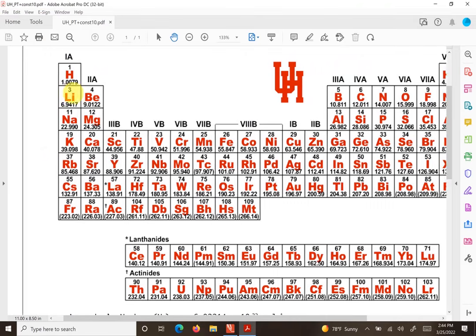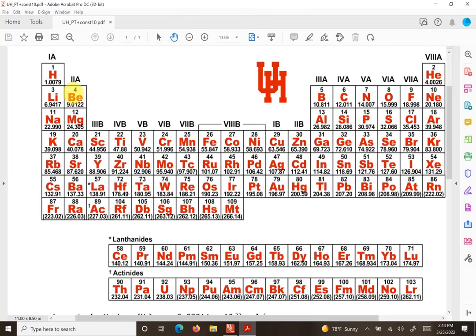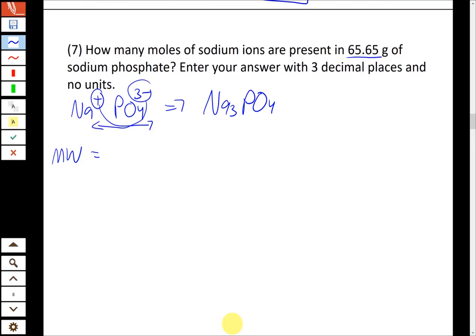If you've done as many stoichiometry problems as I have, you'll start remembering them whether you want to or not. But sodium is 22.99, phosphorus is 30.97, and oxygen is 16. So those are going to be the 3 atomic masses we need, sodium, phosphorus, oxygen. And the sum of all of those in the formula gives us the molar mass for this compound.